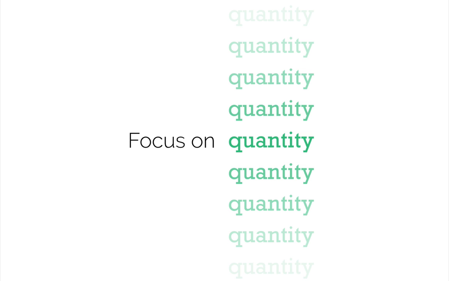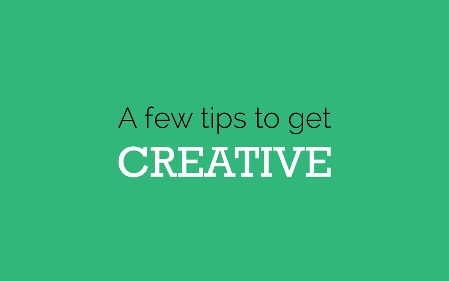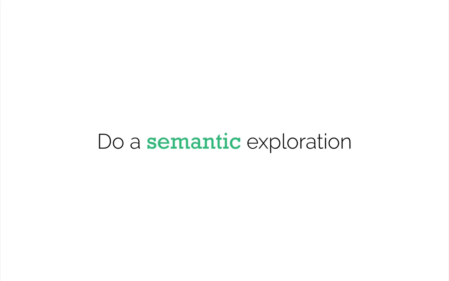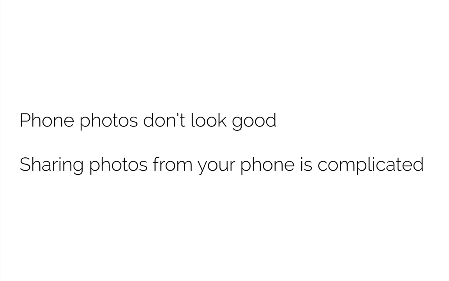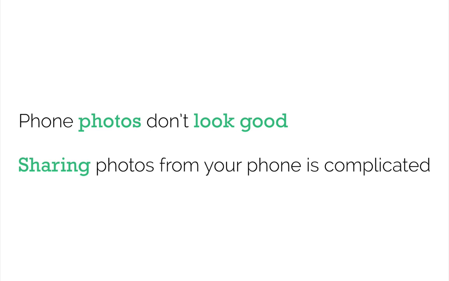Try to be as exhaustive as possible, withhold criticism, and don't hesitate to write down anything that comes to your mind. Let me give you a few tips to get creative. A good way to start is to take the main terms of your problem and do a semantic exploration of each of them. These are our two problems, and these are the main terms. Here's what I usually do.